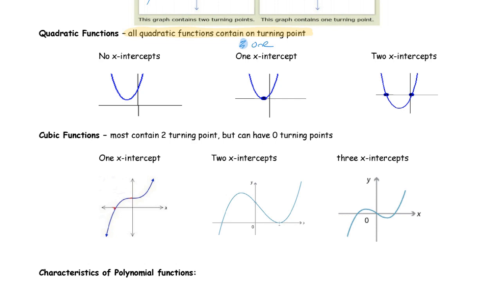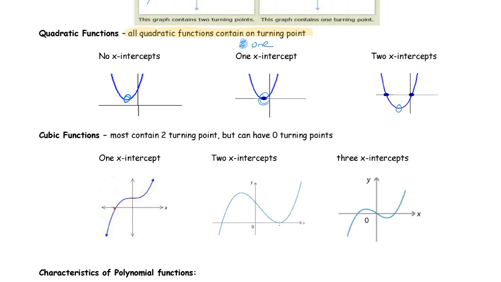Now, x-intercepts might change here. This first one's got no x-intercepts, but one turning point. One x-intercept, one turning point. In fact, they're the same. Two x-intercepts, but again, one turning point. A quadratic function always has one turning point.